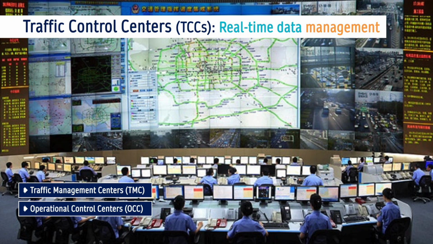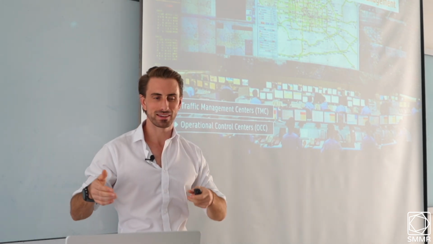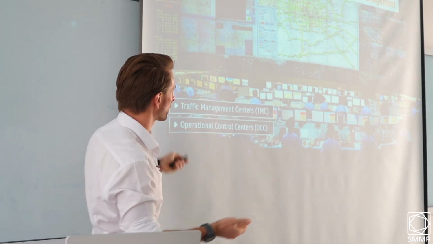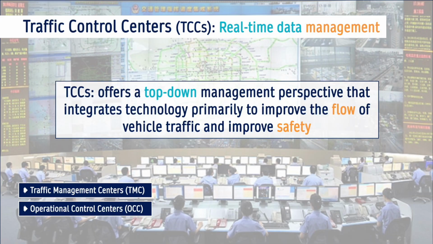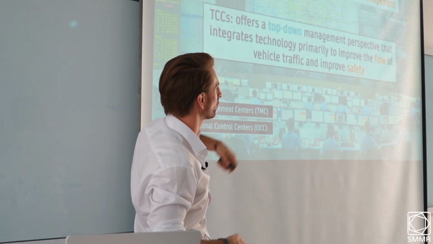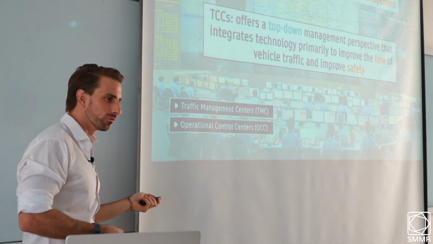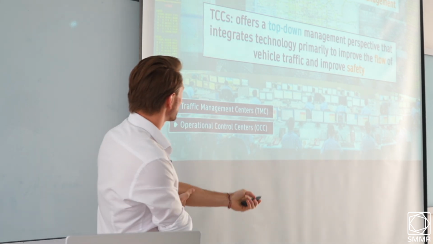And generally it comes together in these traffic control rooms where you can manage your data in real time. And you'll see them called traffic management centers, operational control centers. They have lots of different names, and there's different types depending on what type of transport you are monitoring. And it gives you a top-down management perspective. So basically you get, we call it, a bird's eye view of everything that's happening in your network from one centralized location, which is very useful if you want to improve and optimize the flow of vehicles and also improve safety or best respond to accidents.